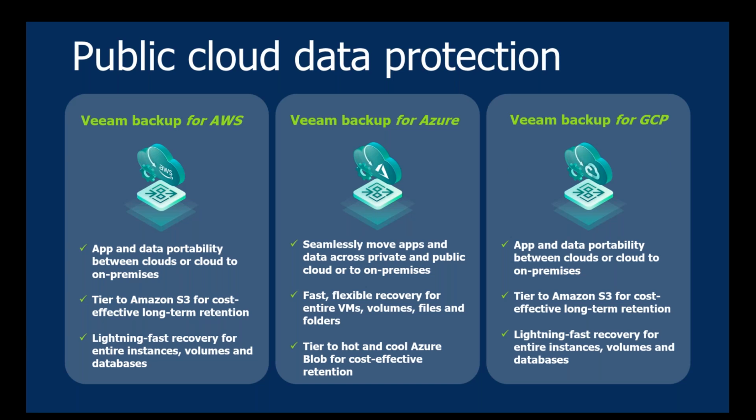So for the public cloud data protection portfolio, from a Veeam perspective, as mentioned before, we have Veeam Backup for AWS, for Azure, and for Google Cloud. And well, the main focus for these products is, of course, to be able to seamlessly move apps and data across private and public cloud or to on-premises, so to fully embrace that hybrid cloud approach. The fast, flexible recovery for entire VMs, volumes, files, and folders, of course, and to be able to use cost-effective storage archives, reuse really the native tooling as much as possible.